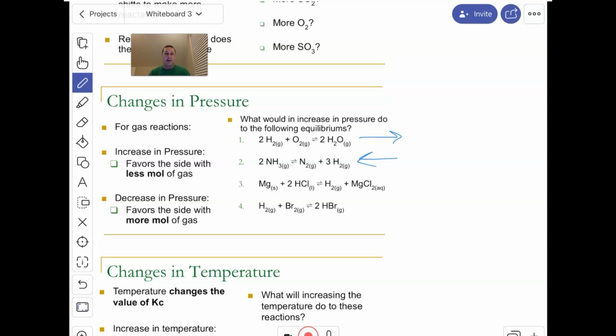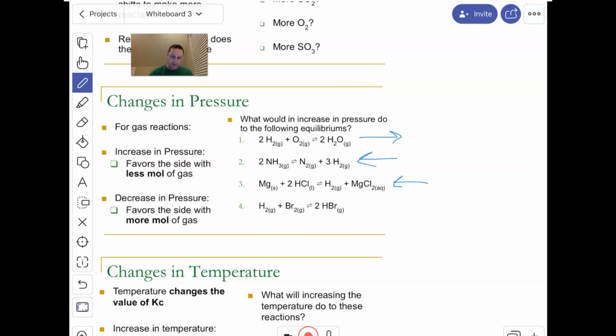All right, think about what you'd have for number 3. Pause. Because here it comes. What would we do? This one's a little tricky. 0 moles of gas on the left side. Solids and liquids are not gases. 1 mole of gas on the right. If this was truly at equilibrium, it's a little bit fabricated, don't worry about it. It would shift to the left, to the side that has less moles of gas.